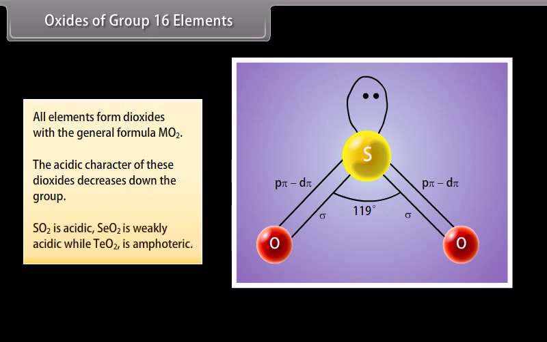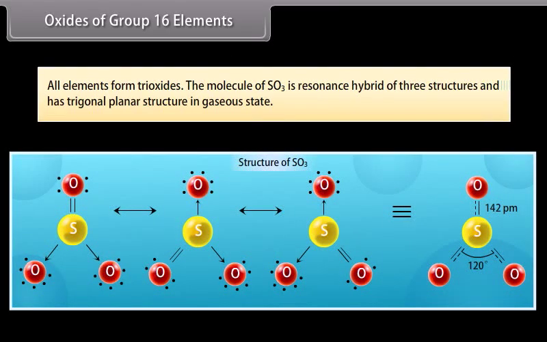SO2 is acidic, SeO2 is weakly acidic, while TeO2 is amphoteric. All elements form trioxides. The molecule of SO3 is a resonance hybrid of these structures and has trigonal planar structure in gaseous state.